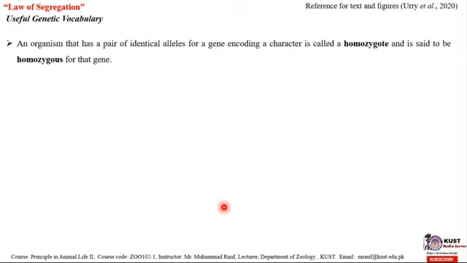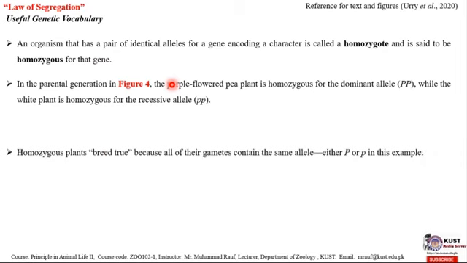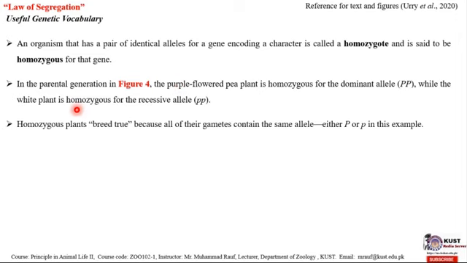Now there are some genetic terminologies. Homozygous is one having two identical copies of a gene. In the parental generation, the purple flowered pea plant is homozygous. Both the alleles are similar, that is capital P, while the white flower plant is also homozygous, which appears in the F2 generation. So these are true breeding, where the character under consideration is in homozygous form.